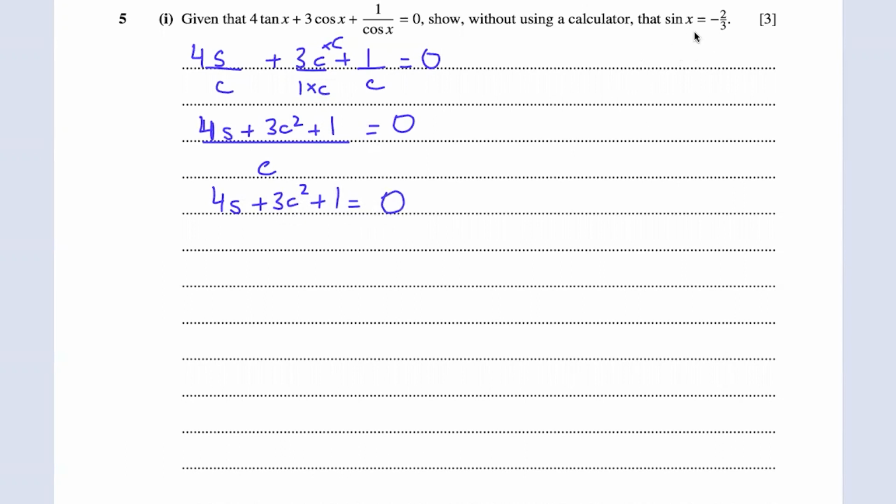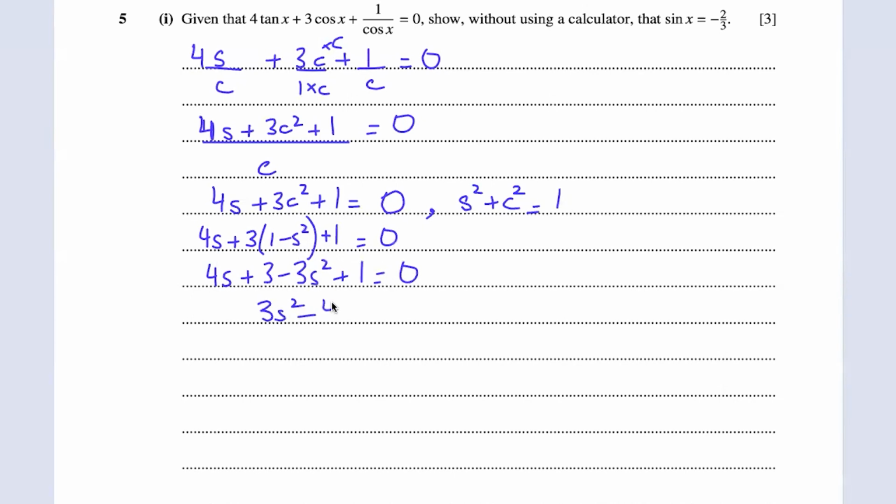Now as we have to bring our equation in terms of sin x, we can use the identity sin squared plus cos squared is equal to 1. So cos squared will become 4 sin plus 3 into 1 minus sin squared plus 1 is equal to 0. Expanding this, we get 4 sin plus 3 minus 3 sin squared plus 1 equals 0. Rearranging the equation, we get 3 sin squared minus 4 sin minus 4 is equal to 0.